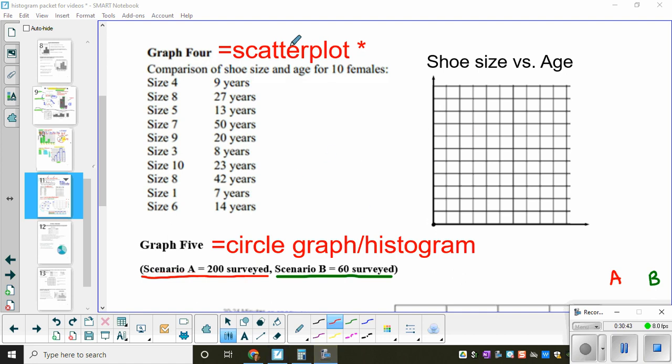And these are incredibly easy. Scatter plots are actually, you see I have a little star next to it. This is something that we might be looking at later on this school year if we have a chance to get to it.